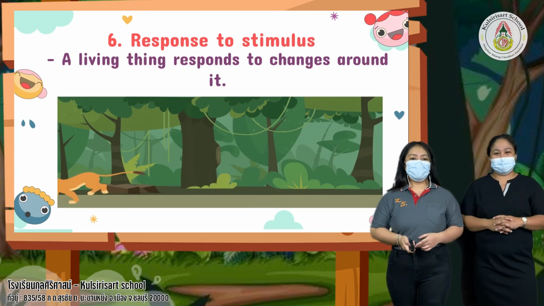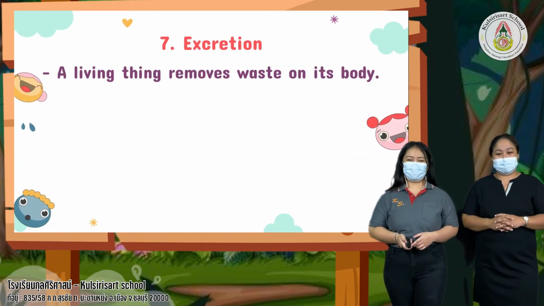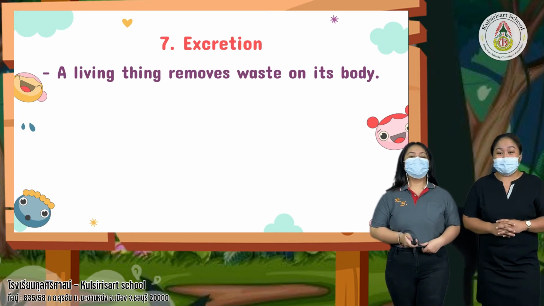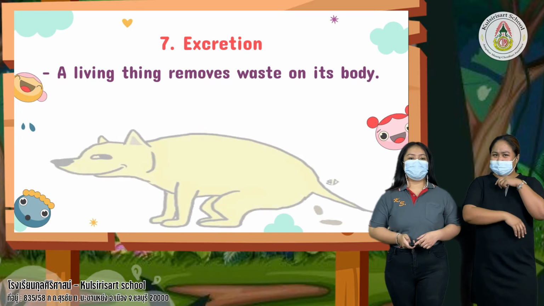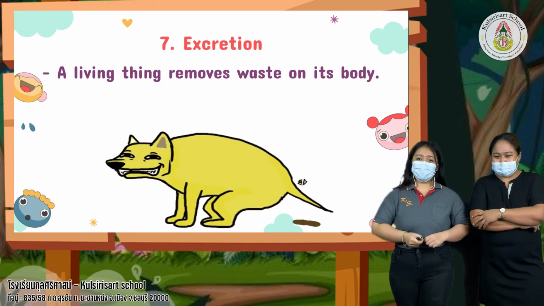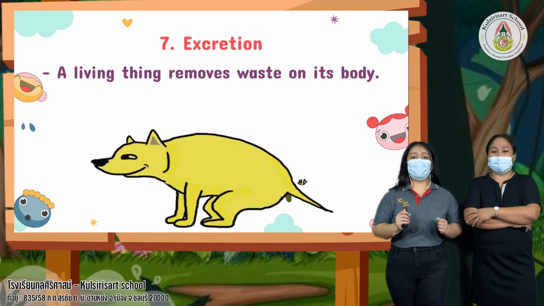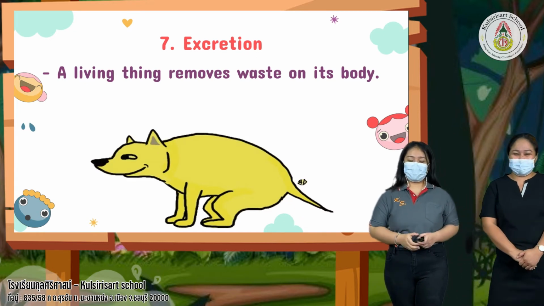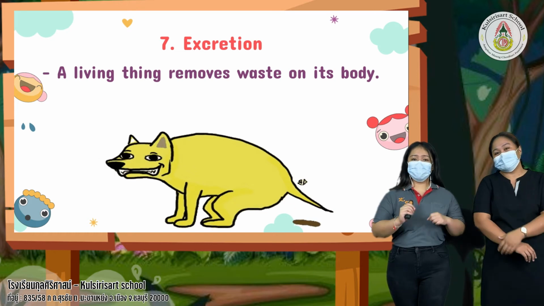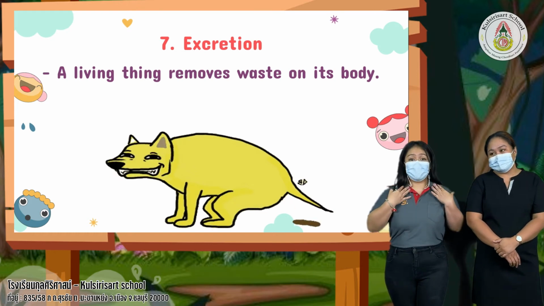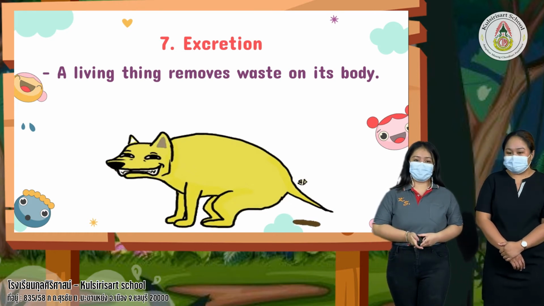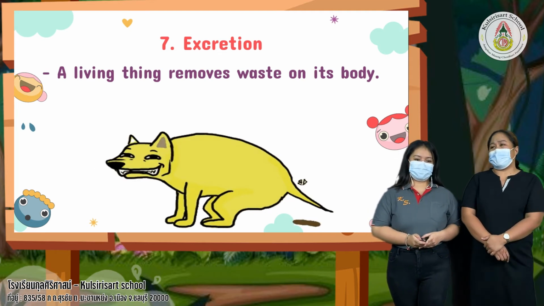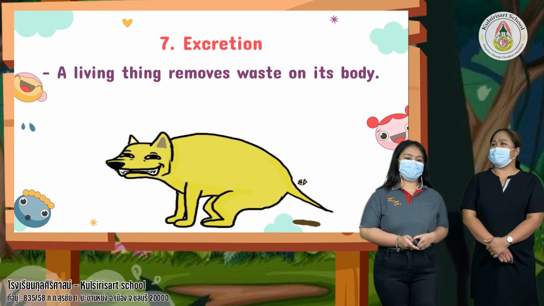Okay. Next one we have here excretion. What is excretion? A living thing removes waste from its body. Or excretion is basically explained as the way we pee or we poop. Just like what's in the photo. Now, a living thing does this process because we need to eliminate the toxic substances in our body. That's what excretion means.